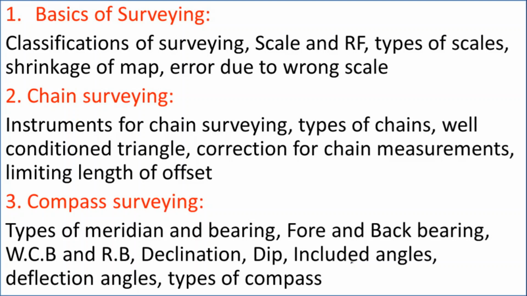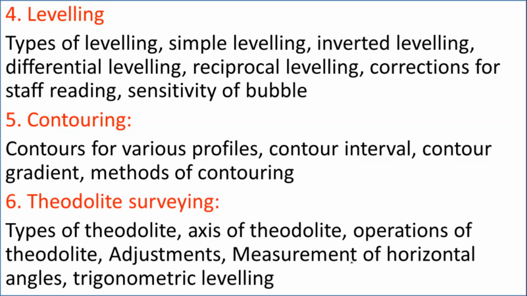Next is the types of compass. Basically there are 2 types of compass, the prismatic compass and the surveyor compass. The difference between them you can study here. The next chapter is leveling. In leveling, we will see the types of leveling. Basically there are 4 types of leveling: direct leveling, barometric leveling, hypsometry, and indirect leveling. Those 4 types of leveling we will see here.